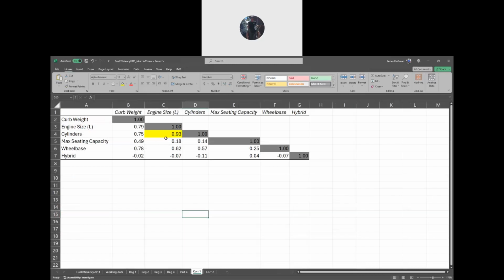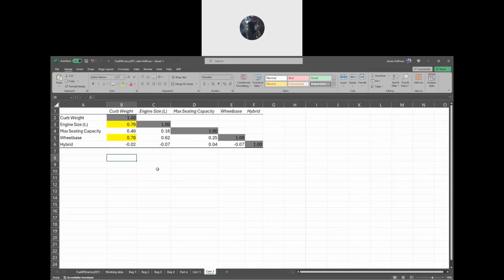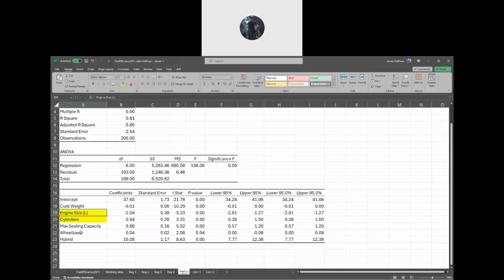No, so we're taking out... First of all, the biggest issue was that engine size and cylinders were correlated. So we had to take out one of those. Right, so first we're taking out... yeah, we took out cylinders.